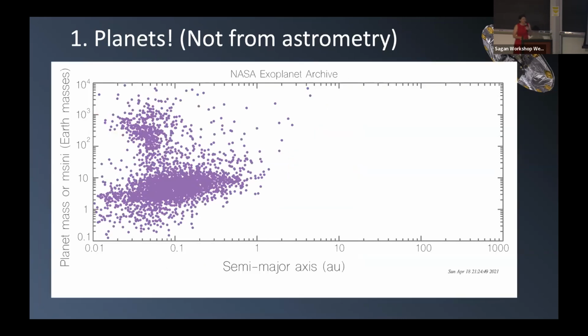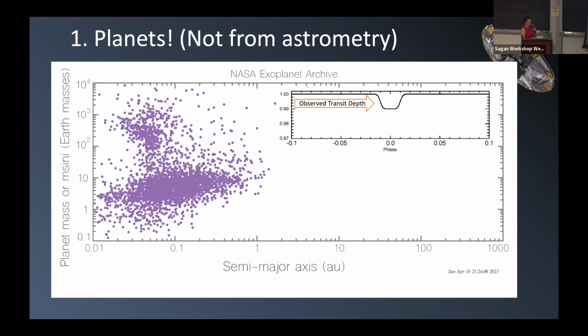Okay, so let's talk about what we found so far. On this plot, I'm showing on the x-axis the semi-major axis, the distance from the star to the planet. And on the y-axis, I'm showing the planet mass, or minimum mass from radial velocity. We'll come back to that in a minute. So this purple population here is the transiting planets that have been found. That's those 3/4 of planets that have been found by transit.